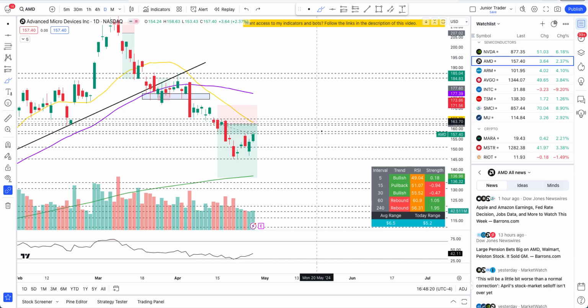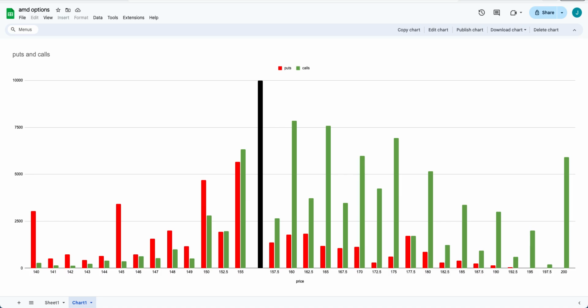Okay, so now I want to take you to the options data because this is interesting. We have earnings this week, so let's see where the traders are betting their money. Black is the last closing price, the black vertical line, and the green are the calls, red are the puts. Now, I'm seeing a lot of calls here, right? So many traders are betting on $160 call options, 165, 170, 175 relative to the puts. So interest is on the call side.